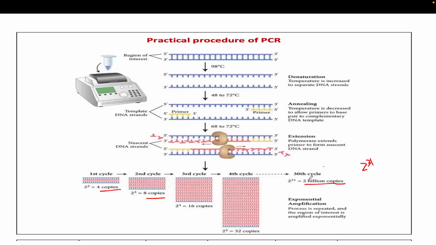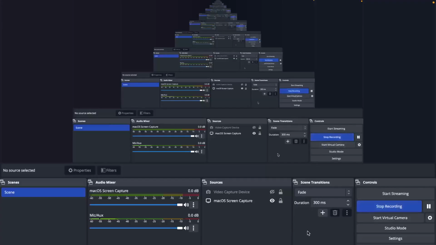So you always take n as 1 plus the cycle number. Suppose you are talking about the 30th cycle, here you will take 31. So 2 to the power 31 is equal to 2 billion.